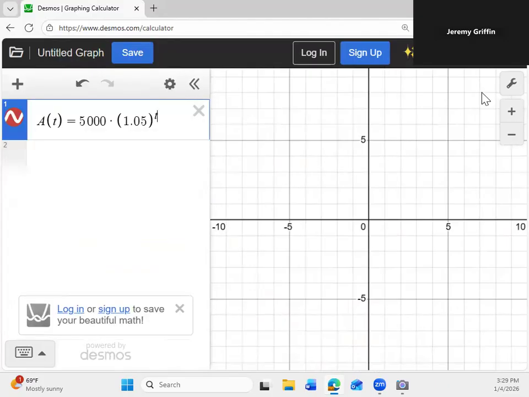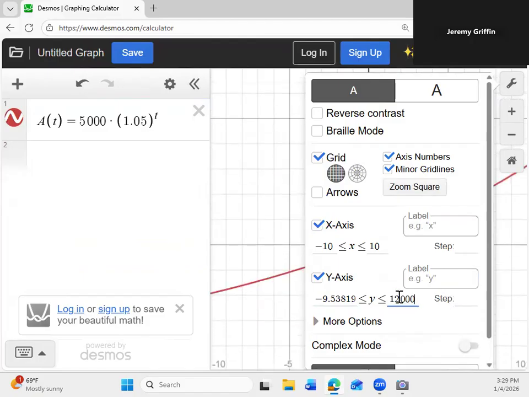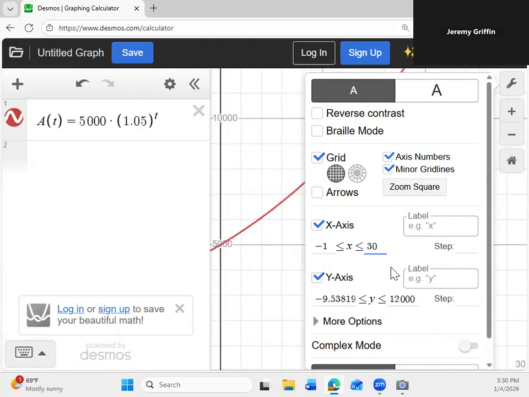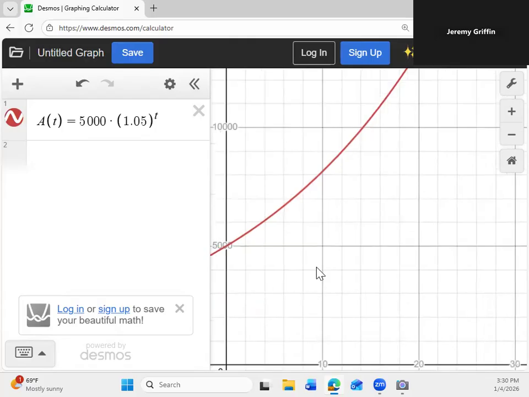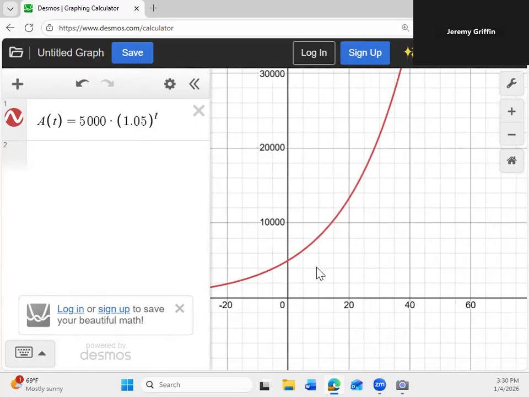All right, so I'm gonna go to this wrench. I want to scale my y-axis, let's say from -9, okay, that looks good. Well, at least 5,000. Let's go 12,000, that might be reasonable. And then the x-axis, how many years? Let's go from time -1 to about 30. Let's go 30 years out and see if it fits in there somewhere. Of course I can still scroll my mouse wheel after that, so as long as I get it pretty close.